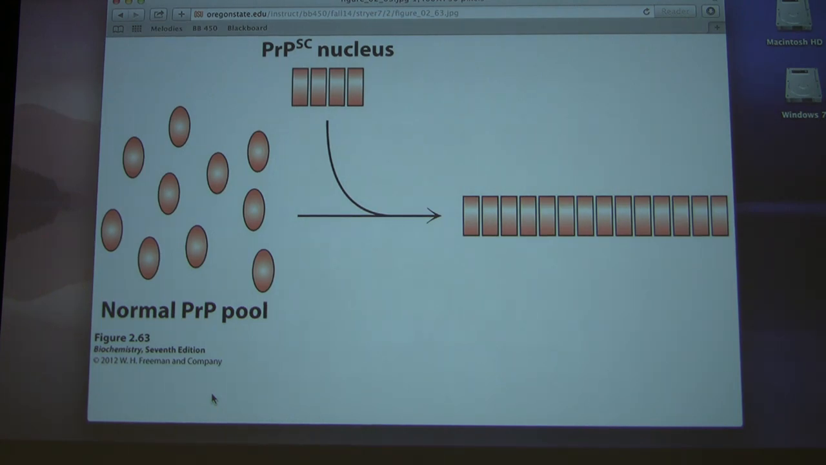I want to emphasize something here. This is misfolding. This is not mutation. This is not caused by a mutation. It's caused by a protein that didn't fold properly or got misfolded along the way somehow, unfolded and refolded in the wrong way.